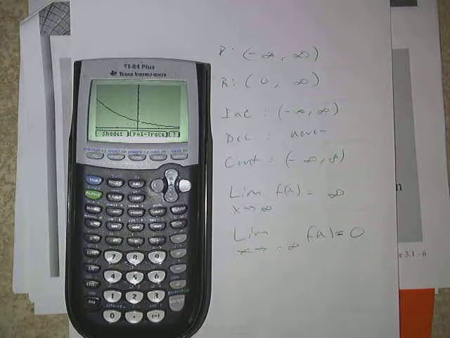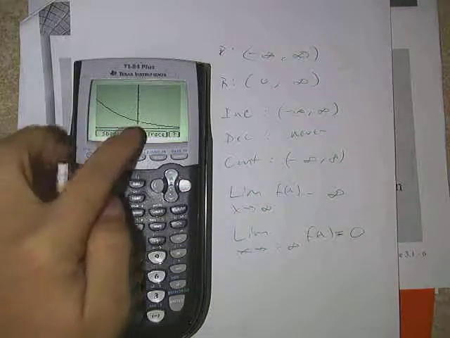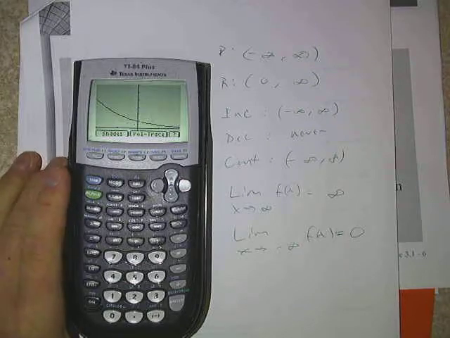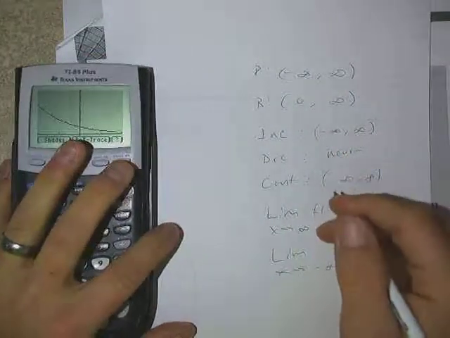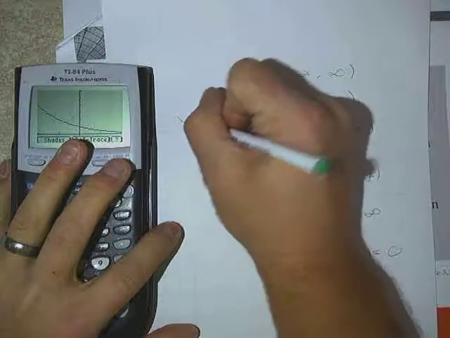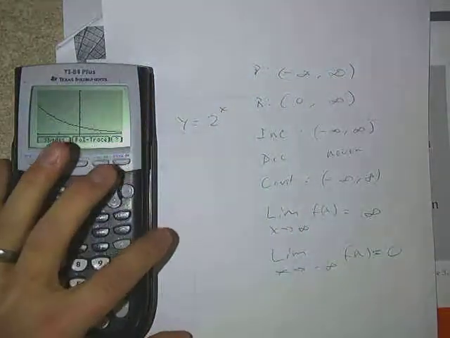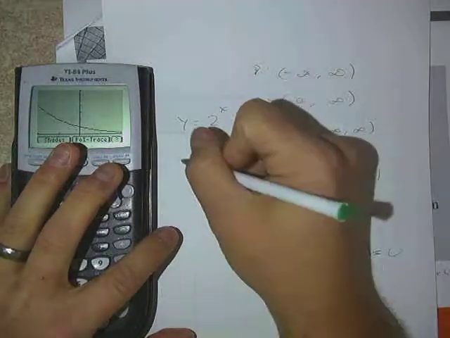Okay? Same domain, same range, flip-flop on the increasing and decreasing, same continuity, also flip-flop on the limits at infinity and negative infinity, because we're going up as we go to the left, down as we go to the right. So again, this type of function occurs when we have a fraction base, like 1/2 or 3/4 or 1/3. Okay, any kind of base that's less than 1, we're going to get a decay function, again with similar behavior, but opposite in some cases because we're going the other way.